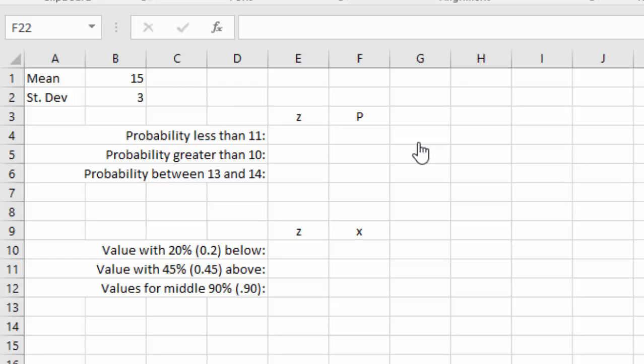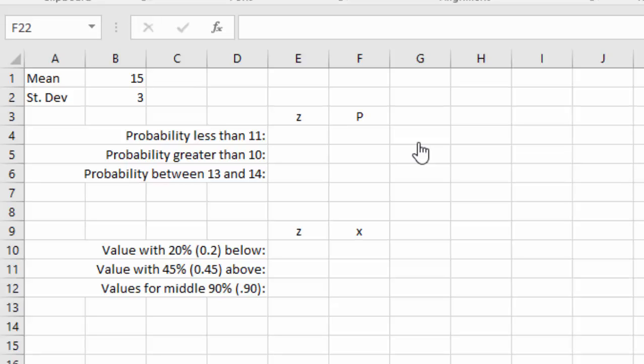In Chapter 5, your textbook and the supplemental videos with your textbook go over how to find normal probabilities and inverse probabilities using the TI-83 calculator. I think this process is much easier and straightforward in Excel, and I'm going to show you how to do that in Excel.